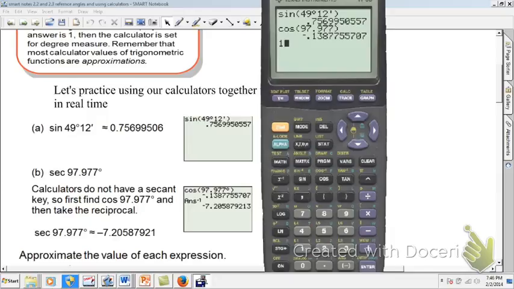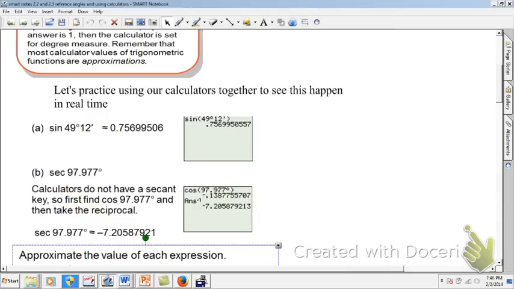And then I will get the reciprocal of that. So I would hit 1 divided by second answer. Second, and answer in yellow there, second answer. See? Negative 7.2. So the secant of 97.9 degrees is about negative 7.2. Okay? Now let's try the next one.